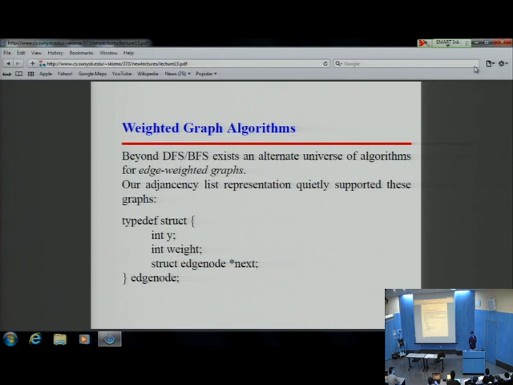How do we represent a weighted graph? In a weighted graph, the edge is typically weighted. You could have vertex-weighted graphs or edge-weighted graphs, but usually the interesting things happen when you weight the edges. We are going to augment our edge structure in an adjacency list by having an extra field.